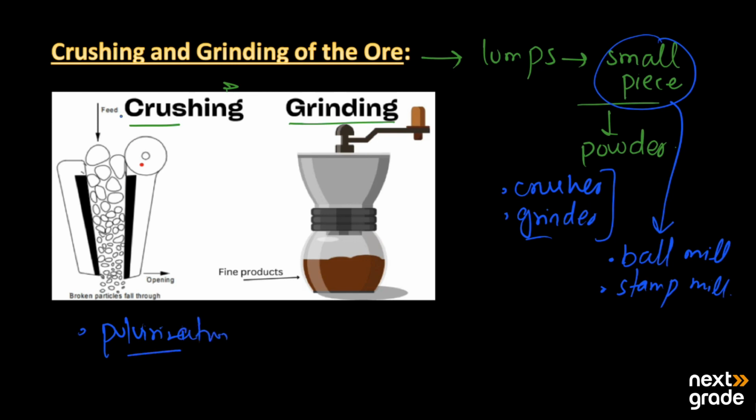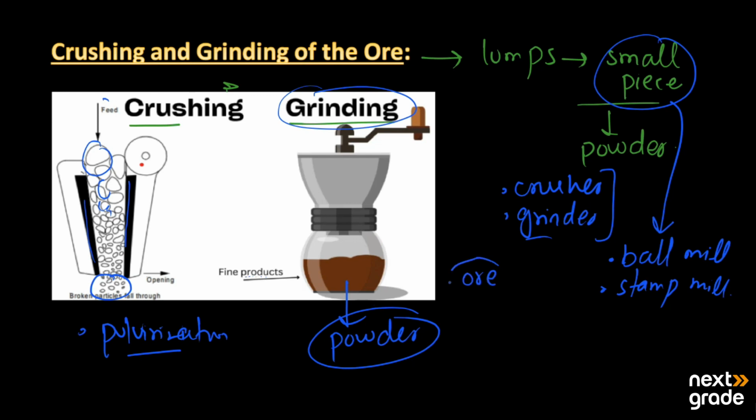Here you can see that the larger particles are fed into the crusher and converted into small pieces, and then they are put into the grinders where the process of grinding takes place and it is converted into powder form. This is known as pulverization. Depending upon the nature of the ore, one or more of the steps can be used for the concentration of the ore.